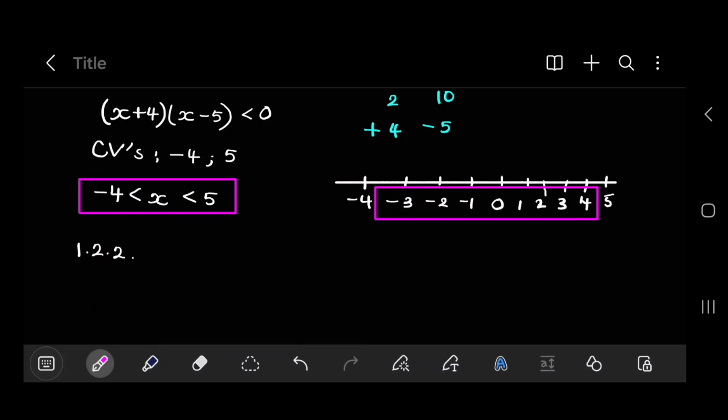So what they actually want is the sum of these values. So we're going to add -3 plus -2 plus -1, plus 0, plus 1, plus 2, plus 3, plus 4. And they want to know what is the sum of this. So all you have to do is put this on your calculator, and the answer you get here is 4. So the sum of all the integers that satisfy this inequality is 4.